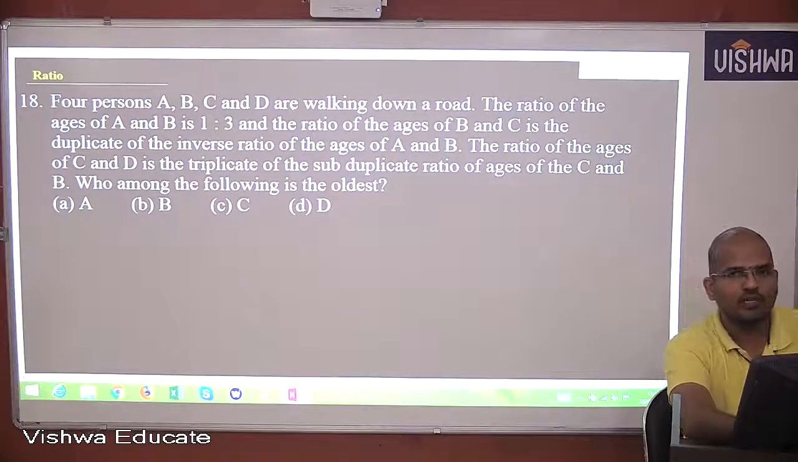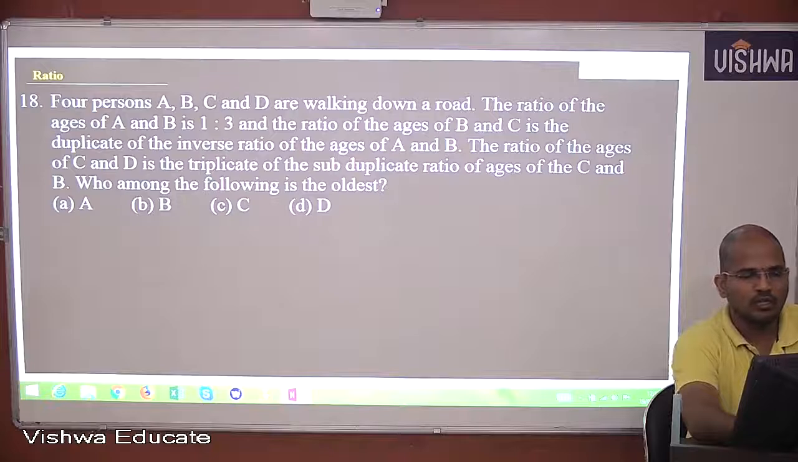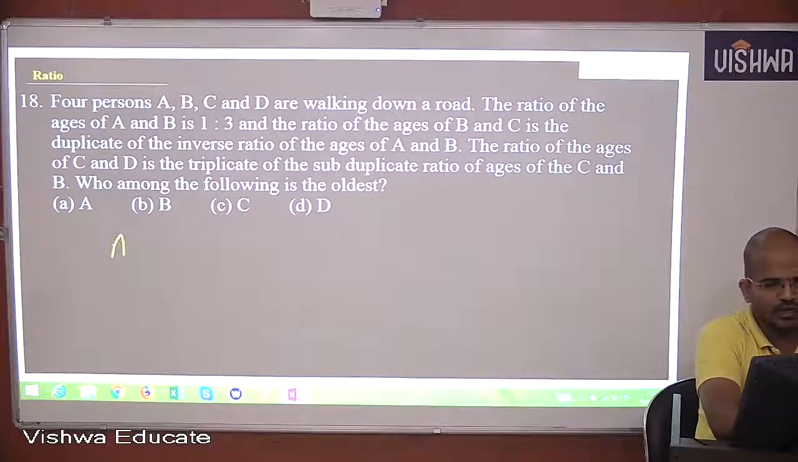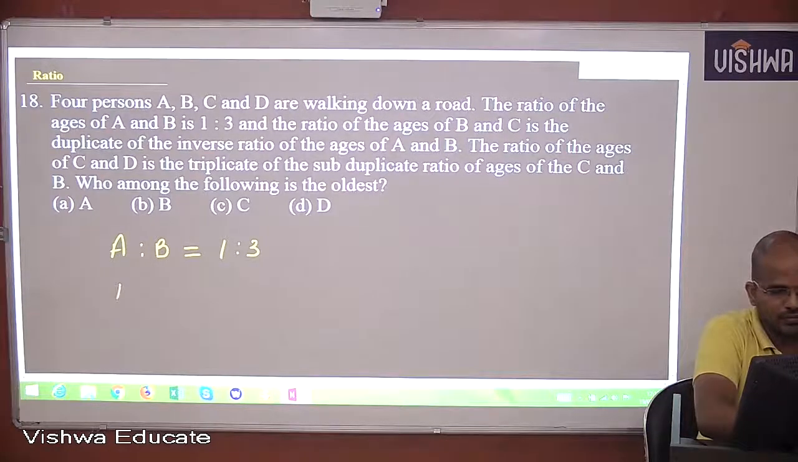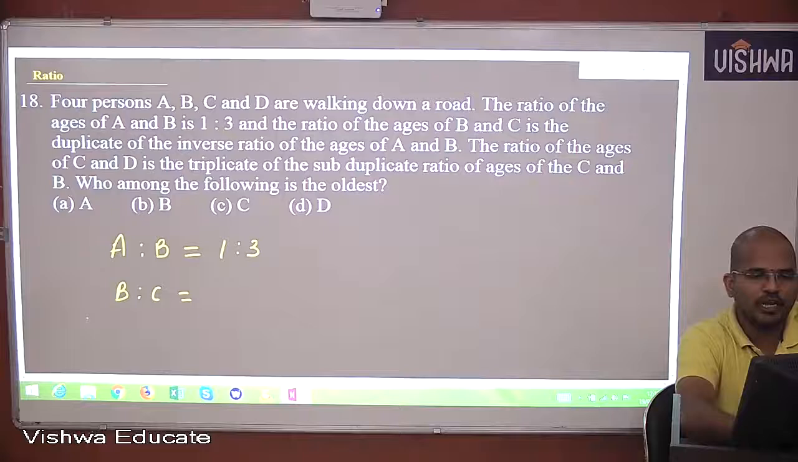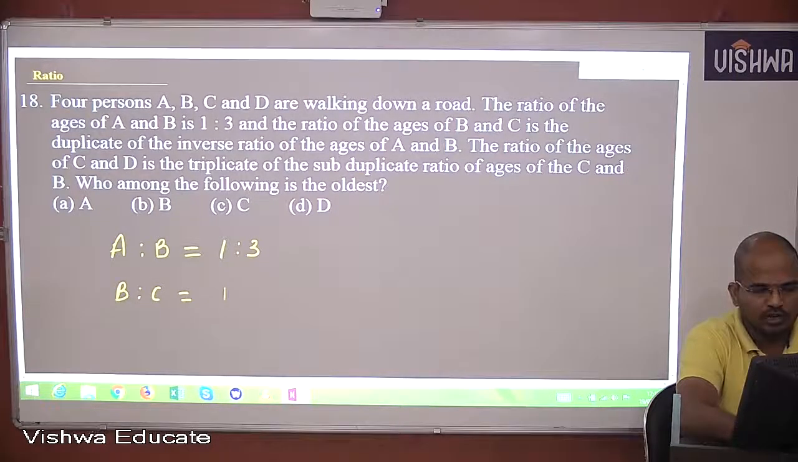Four persons A, B, C, D are walking down a road. The ratio of ages of A and B is 1:3. And the ratio of ages of B and C is the duplicate of the inverse ratio of ages of A and B. So inverse is B is to A, duplicate is squaring them. So it is 9:1.